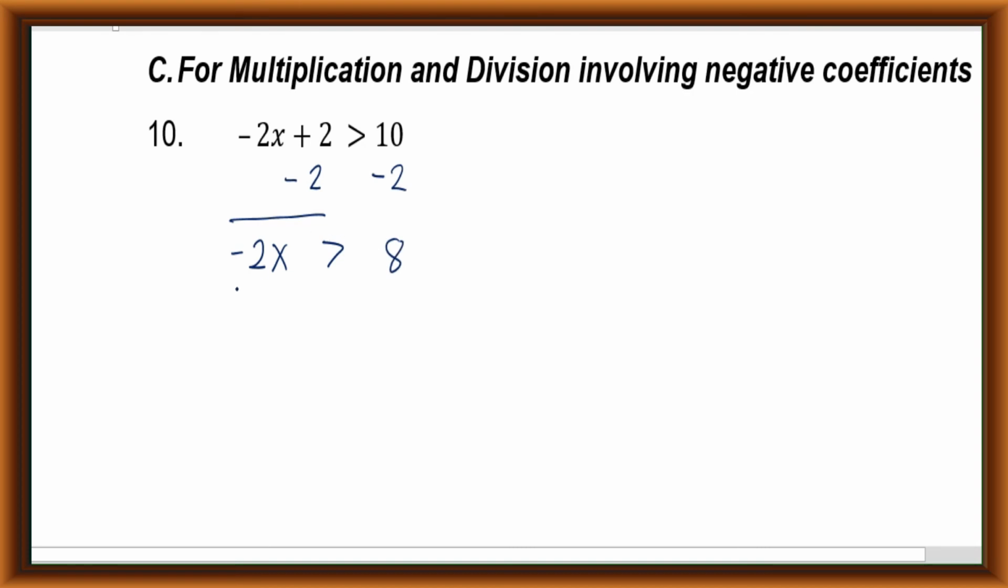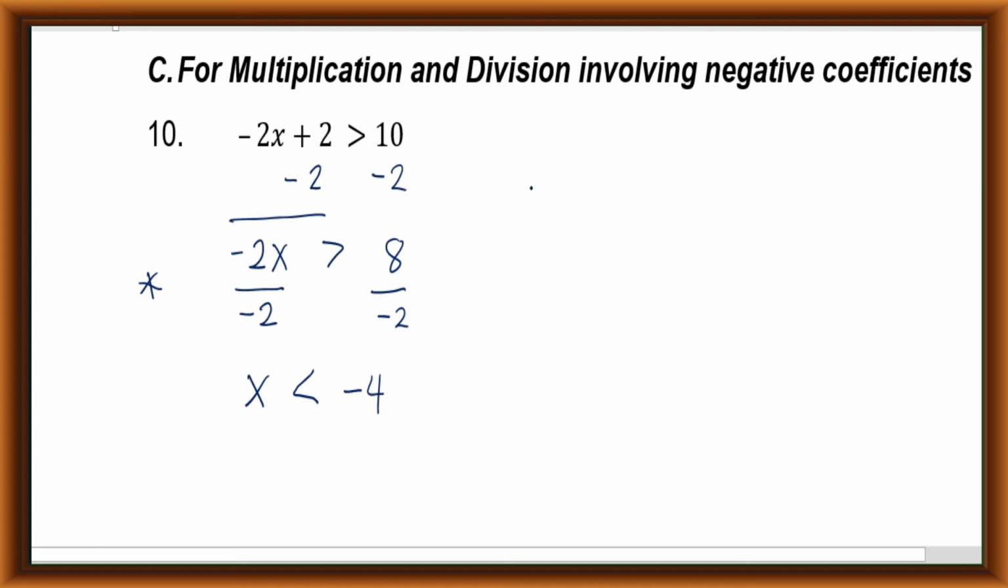Then, divide both sides by negative 2. Take note that the moment you divide or multiply by a negative in an inequality, you will change the direction of the inequality if you apply the MPI. So we have x this time. Since this is greater than, we will change the direction. So we have now x is less than negative 4.